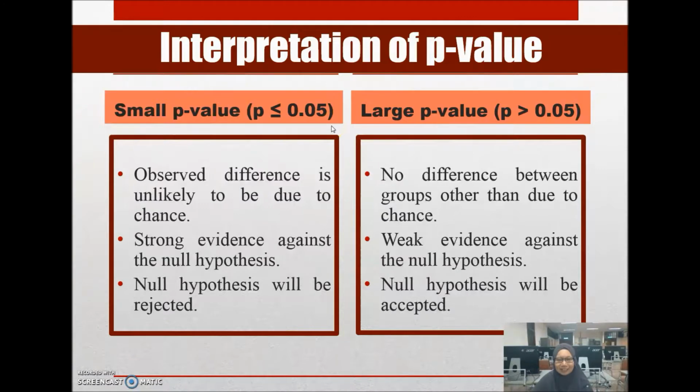Hi, my name is Siti Narshuhaila, so I will proceed with the interpretation of p-value. Basically, a p-value is considered small if it is equal to or smaller than 0.05. This means that the observed difference is unlikely to be due to chance, and it is strong evidence against the null hypothesis, and therefore we reject our null hypothesis. A large p-value is when the p-value is larger than 0.05. This means that there is no difference between groups other than due to chance. It is weak evidence against the null hypothesis, and finally, we accept our null hypothesis.